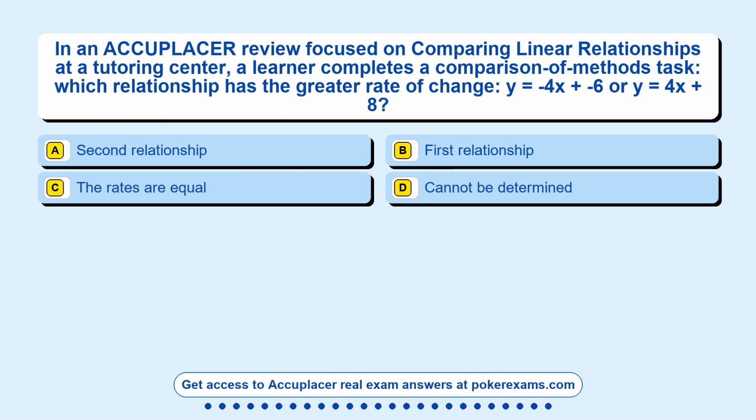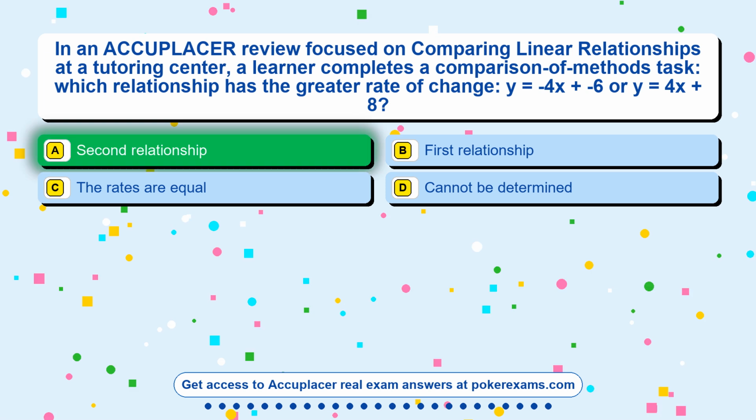Question 23. In an Accuplacer review focused on comparing linear relationships at a tutoring center, a learner completes a comparison task. Which relationship has the greater rate of change, y equals -4x plus -6 or y equals 4x plus 8? Option A, second relationship. Option B, first relationship. Option C, the rates are equal. Option D, cannot be determined. The correct answer is option A, second relationship.